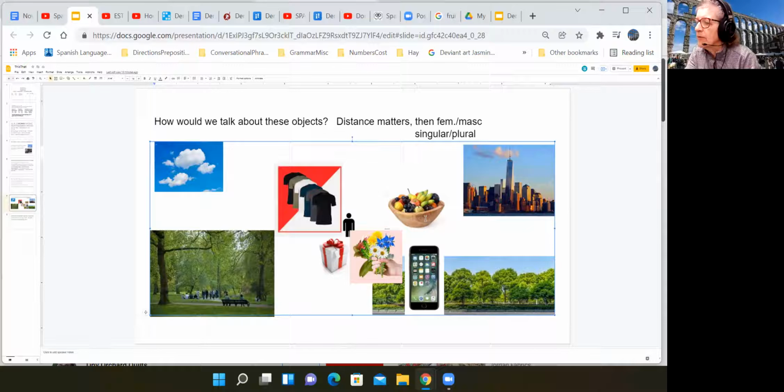Let's talk about fruta. We're going to take the singular for this because it indicates a group item, right? It's not really esa fruta. Esta fruta, esa fruta. Sí. How about el celular? Ese celular. Ese celular, it's not super far away.